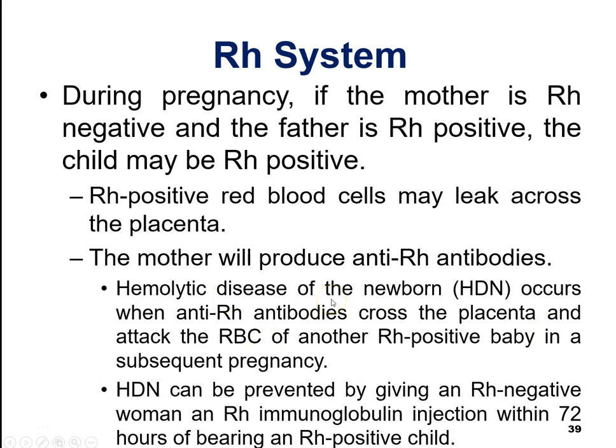So you're going to end up having these antibodies around. And you can prevent this by giving an Rh negative woman an immunoglobulin, or antibody, injection within 72 hours of bearing this Rh positive child. Anyway, don't worry about this. Like I said, this is just extra information about something rare that can happen, but as long as you know about it, you can prevent the problem. If you don't know about it, it can be really, really dangerous.